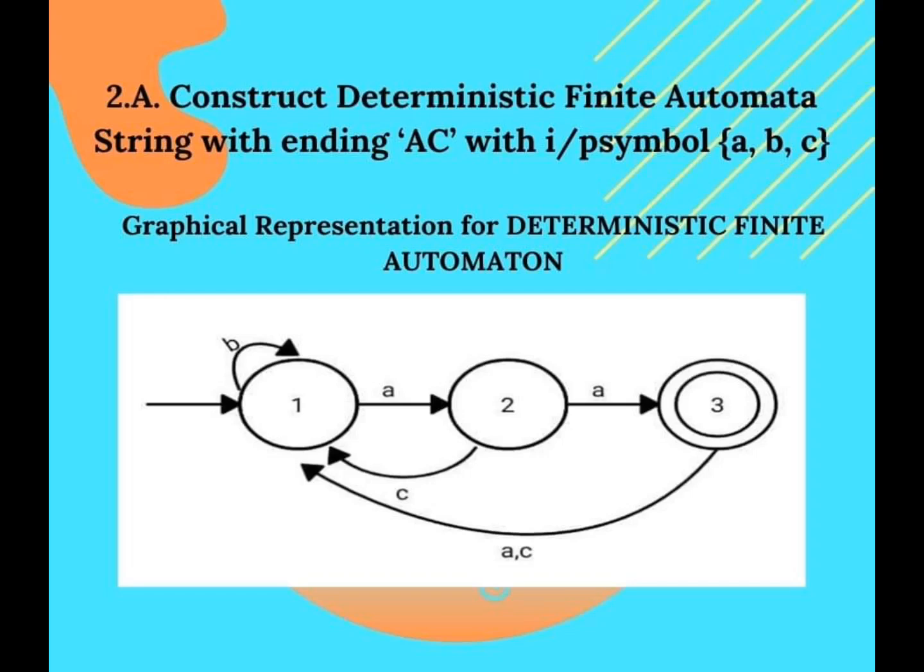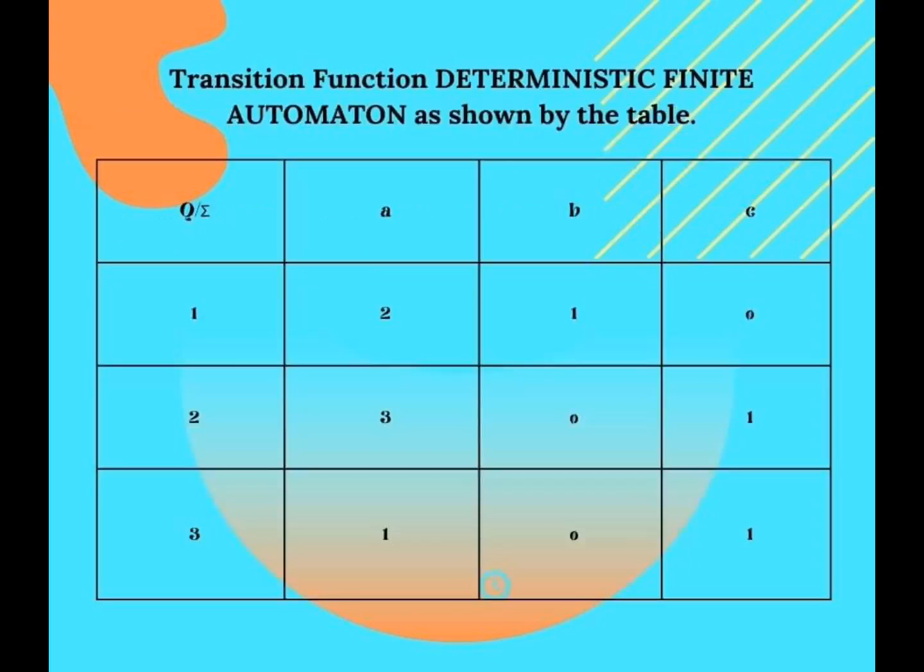So the problem is a DFA for strings ending with AC with symbols A, B, C. The initial state 1 goes to itself on input B. State 1 goes to state 2 on input A. State 2 goes to state 1 on input C. State 2 goes to the last state 3 on input A. And lastly, state 3 goes to state 1 on input AC. So it is accepted because we were looking for a string ending with AC.